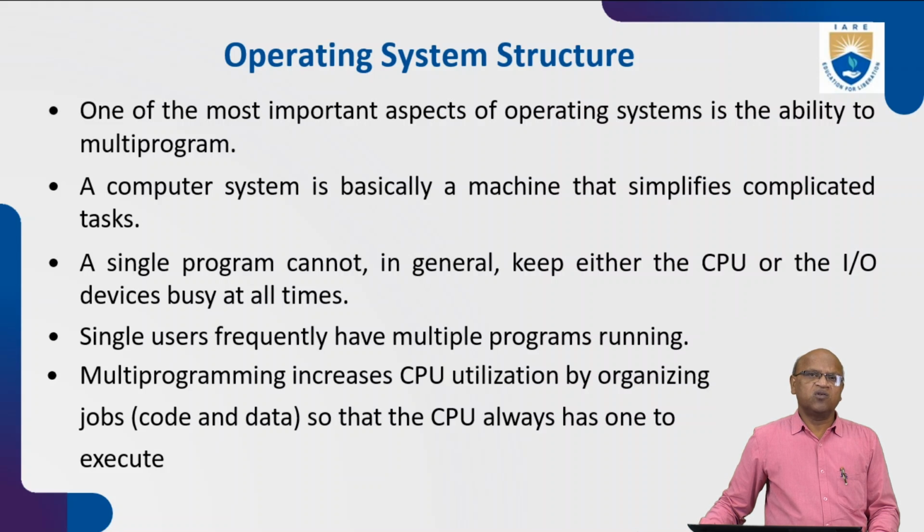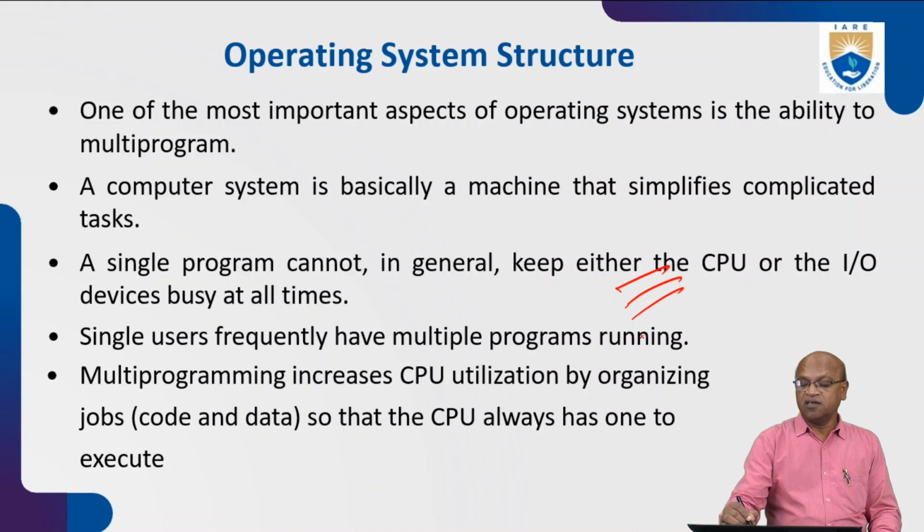So single users frequently have multiple programs running. Multiprogramming increases CPU utilization by organizing jobs so that the CPU always has one to execute. So your CPU will always be busy with the execution of a program. A program is nothing but a process or a job. Whatever program you write in Java or Python, each one is an instruction. Once it comes for execution in the CPU, this is nothing but job 1, job 2, job 3, job 4, like this.